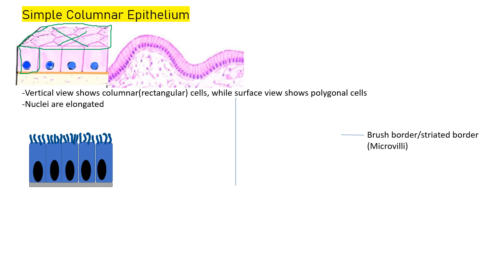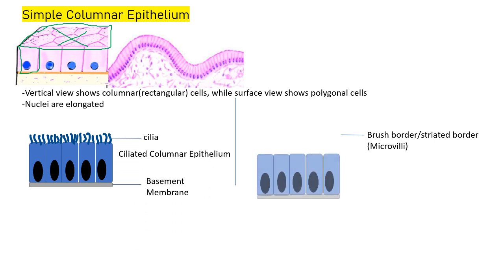Then ciliated simple columnar epithelium in the reproductive system, for example in females, is used in the fallopian tube. It is used to move the ova towards the uterus. That's the cilia, and that's the basement membrane. So this type is called ciliated columnar epithelium.